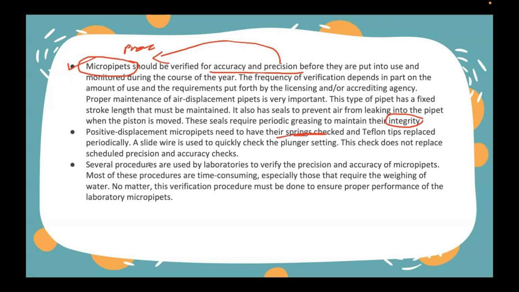Next, several procedures are used by laboratories to verify the precision and accuracy of micropipettes. Most of these procedures are time-consuming, especially those that require weighing of water. No matter, this verification procedure must be done to ensure proper performance of the laboratory micropipettes. Even tedious po yung ating process to verify kung well-functioning ba yung mga ating micropipettes. Dapat daanan natin yung isa-isa para ma-maintain po natin yung proper performance of our laboratory micropipettes.